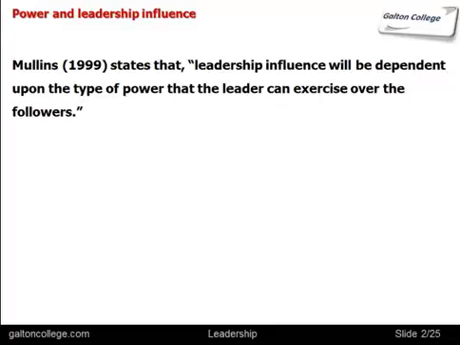It'll also depend on the circumstances in which the leader operates, the type of business, also the legal controls within the country. So there are many influences, external and indeed internal, that may moderate the leader's influence. But essentially it comes down to what type of power it is.